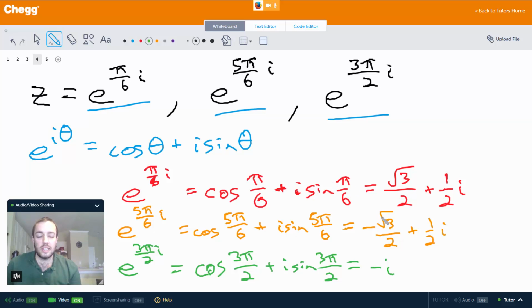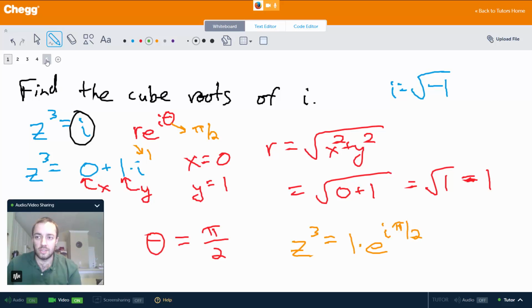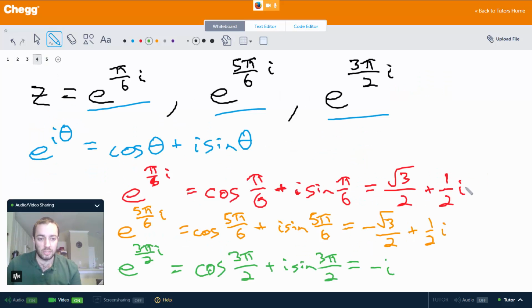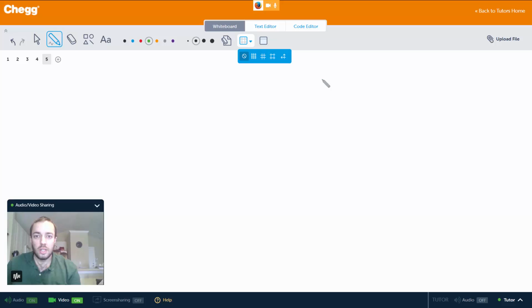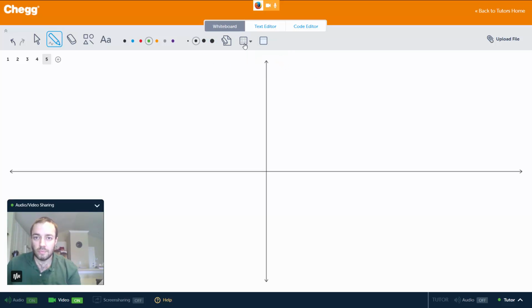Okay, so that's actually pretty cool that we're able to write the cube roots of i in this nice form over here: root 3 over 2 plus 1/2 i, negative root 3 over 2 plus 1/2 i, and negative i. What's kind of interesting also is if we were to plot these points on the unit circle. Here we're talking about finding the cube roots of i, and when we converted to polar form, we found that r is 1, so we can plot these on a circle of radius 1, which would be the unit circle. So let's go ahead and do that and see what it looks like.